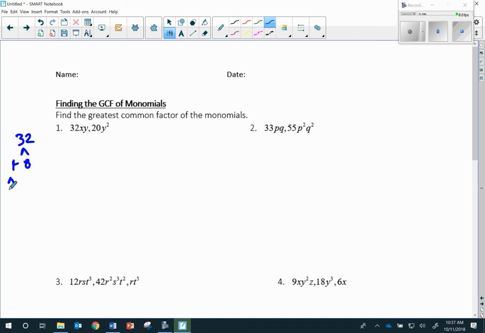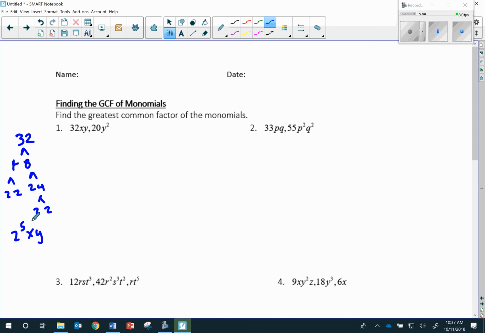4 can be broken down into 2 times 2. 8 can still be broken down into 2 and 4. And then finally that 4 can be broken down into 2 and 2. So the prime factorization of 32 would be 2 to the 5th power. And then we have x as a factor and y as a factor.